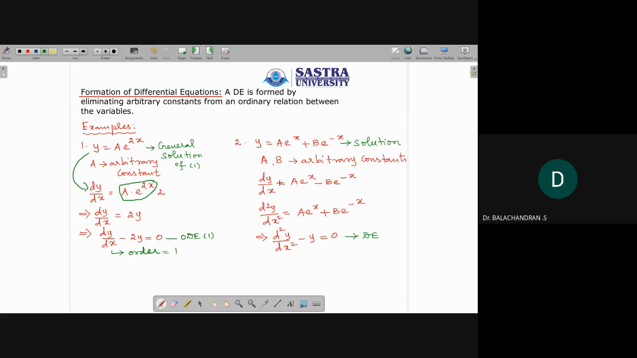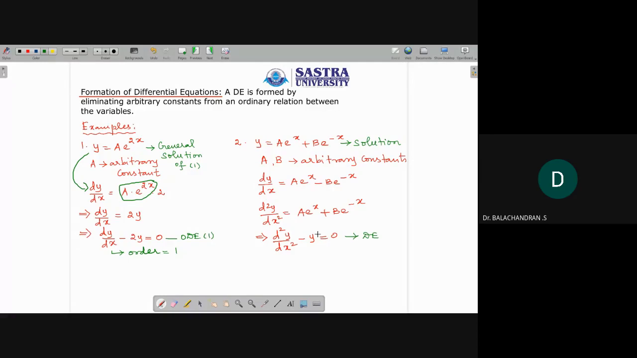Now if you differentiate with respect to x, you will get dy by dx is equal to a into e power x plus, if you differentiate e power minus x, you will get minus e power minus x. If you differentiate again, a into e power x plus b into e power minus x. This is nothing but y. So d square y by dx square minus y equal to 0.